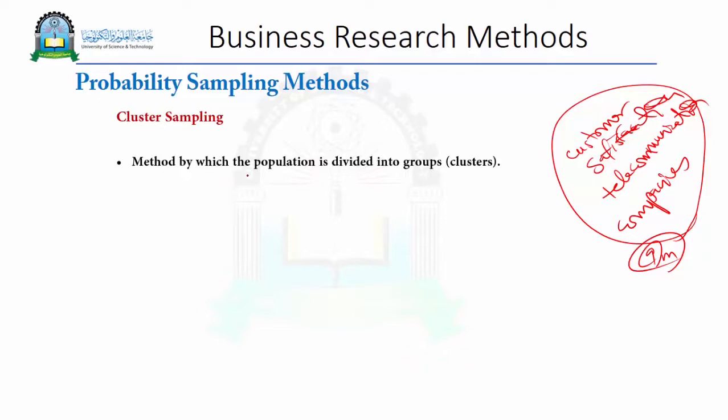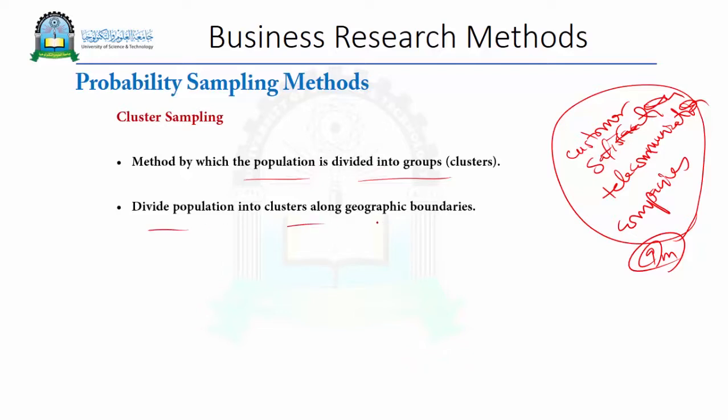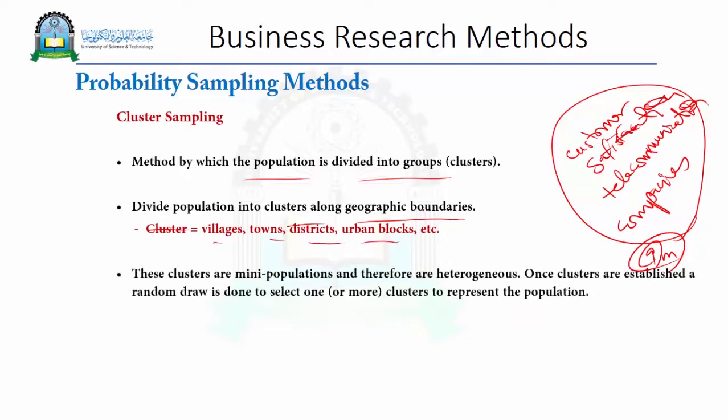So it is a method by which the population is divided into groups or clusters, and also divide the population into clusters along geographical boundaries or any other criteria. So the cluster can be villages, towns, districts, urban blocks, whatever, and then those clusters are many population and therefore are heterogeneous. Once clusters are established, the random draw is done to select one or more clusters to represent the population.